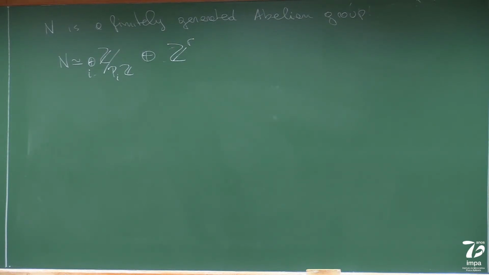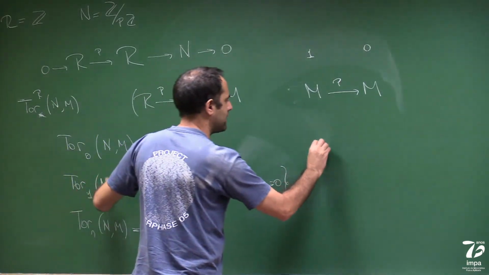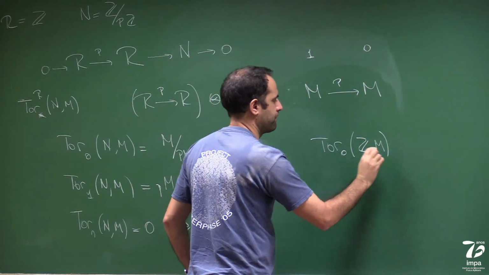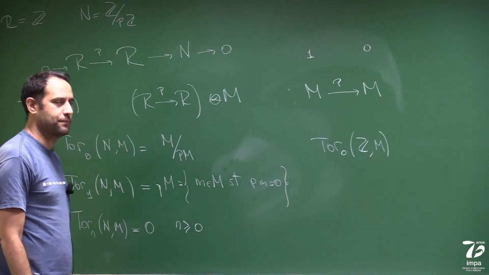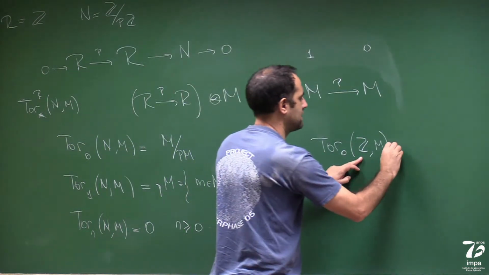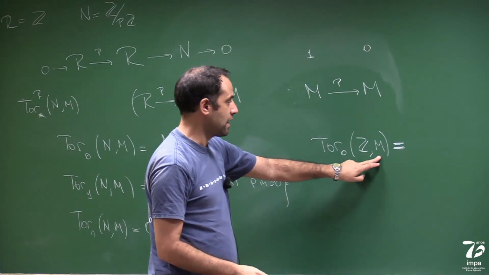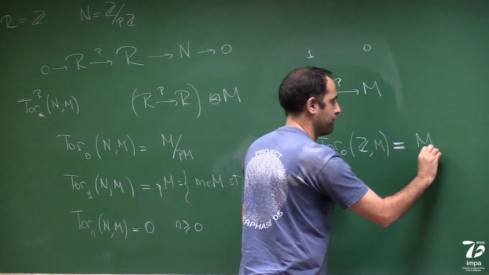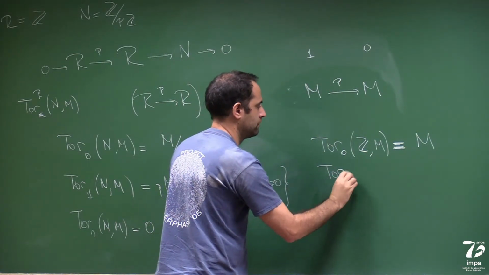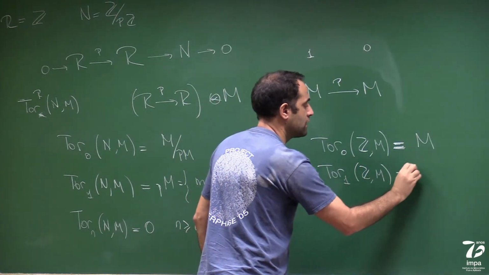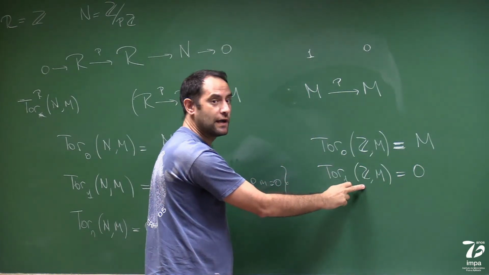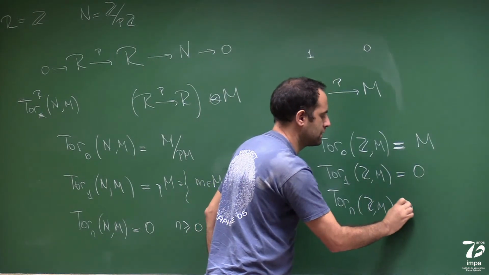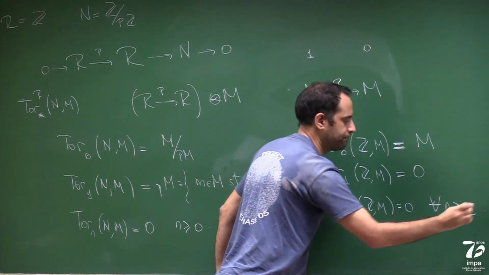And then again, if I put N to be Z, Tor_0(Z, M), well, what is that? Tor is a right exact functor, so this is the same thing as taking M tensor with Z over Z, which is just M. And Tor_1(Z, M) is already 0 because Z is free. It's projective as a Z module. So Tor_n(Z, M) is equal to 0 for every n bigger or equal than 1.